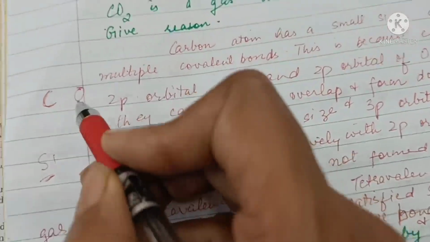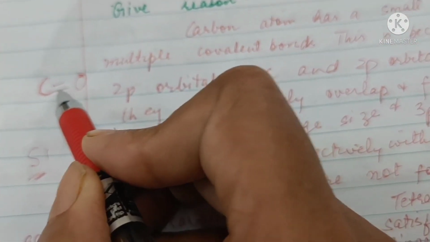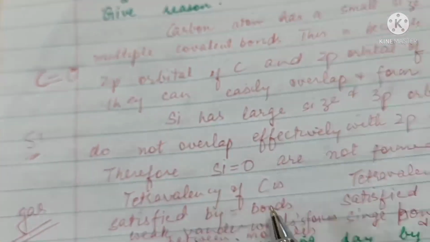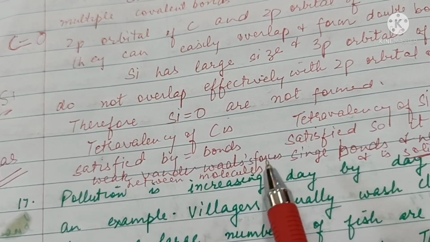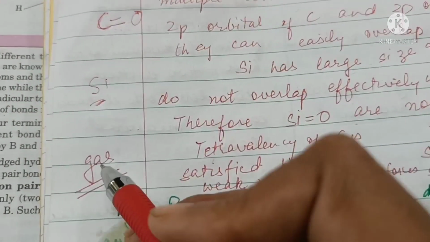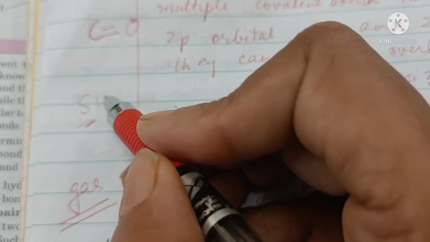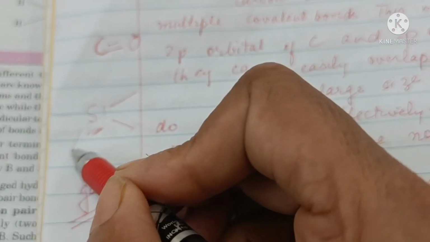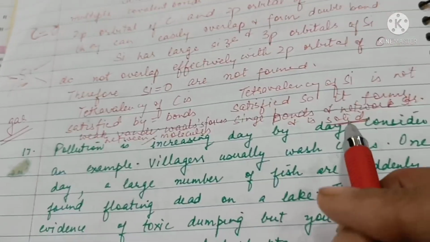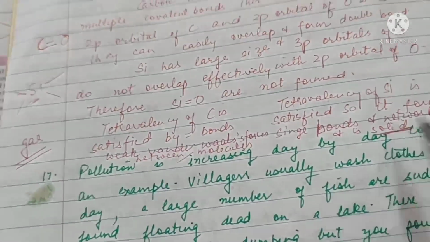Now in case of carbon dioxide, the tetravalency is satisfied because of double bonds, so there are weak van der Waals forces of attraction, so it's a gas. Whereas in silica, the tetravalency is not satisfied, it has to form single bonds only, so it forms a network solid and is therefore solid in structure.